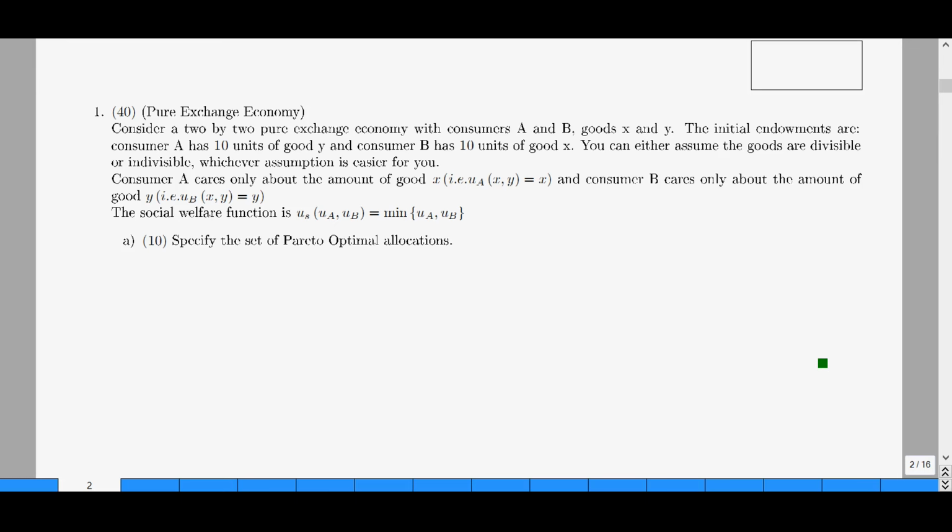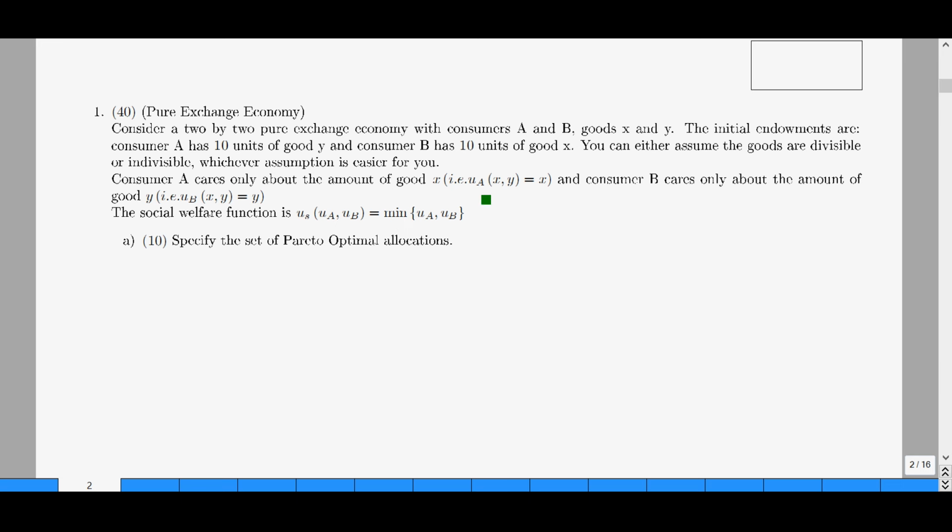This is midterm version C. The first question is the easiest possible question for pure exchange. That's why if you look at the second question in this midterm, it's the hardest possible question from all the midterms. So let's do this one.